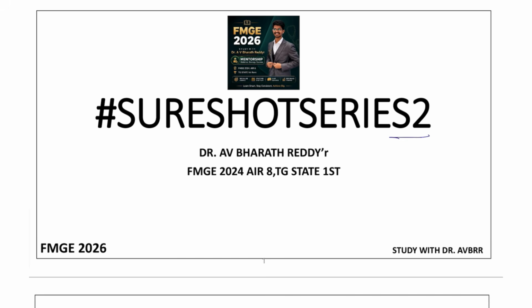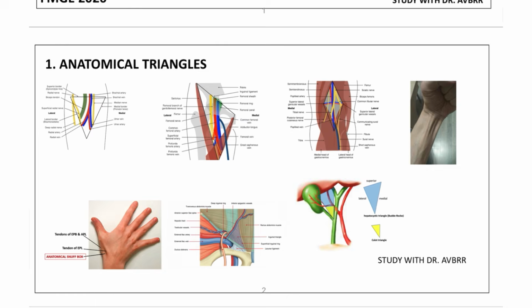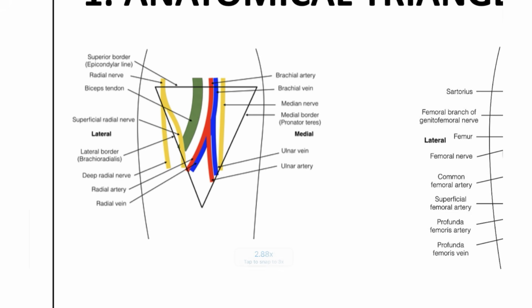So let's start the discussion. First we will be discussing the anatomical triangles. Here you can see this is the triangle of the cubital fossa. What are the contents of the cubital fossa? That is most important, rather than the borders, which you can easily identify. This is the lateral border, brachioradialis, and the medial border is the pronator teres. The upper border, known as the epicondylar line, is the superior border.